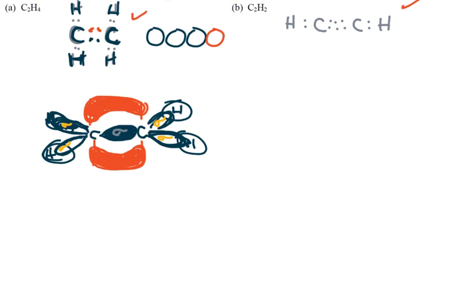Okay, so pi is a bond where the electrons are spending their time above and below these two carbons. Here's the carbons, and so the pi bond is above and below. So this whole big blob of orange counts as one bond, one pair of electrons.